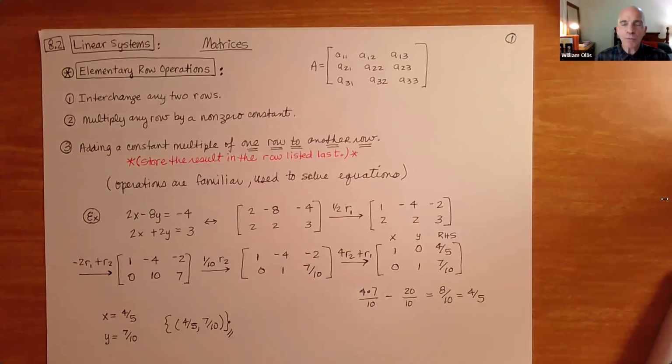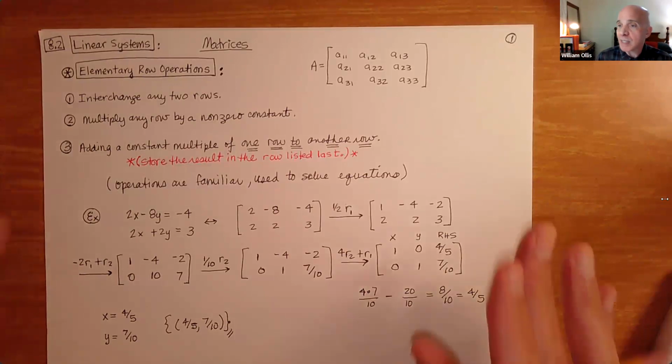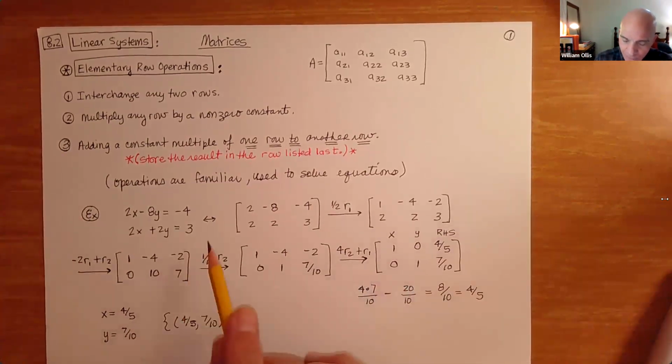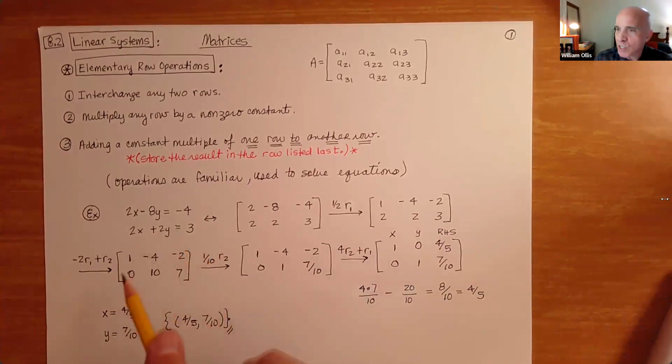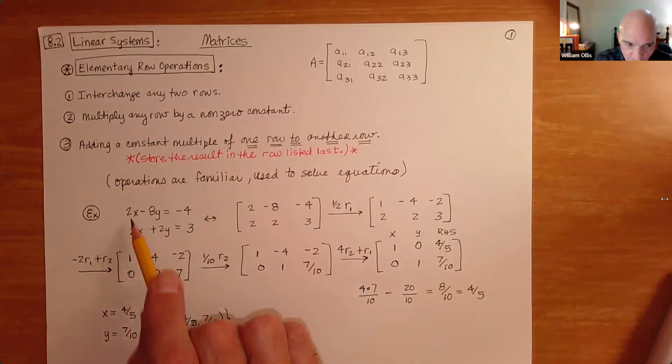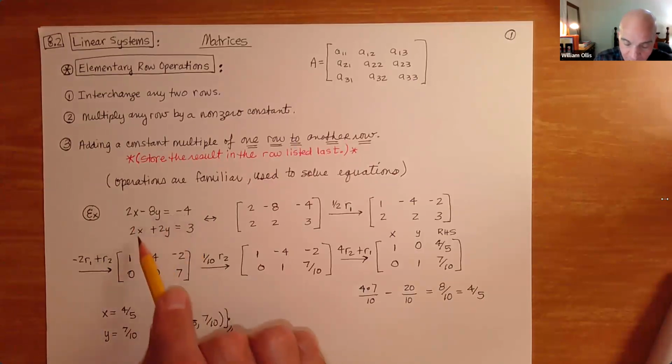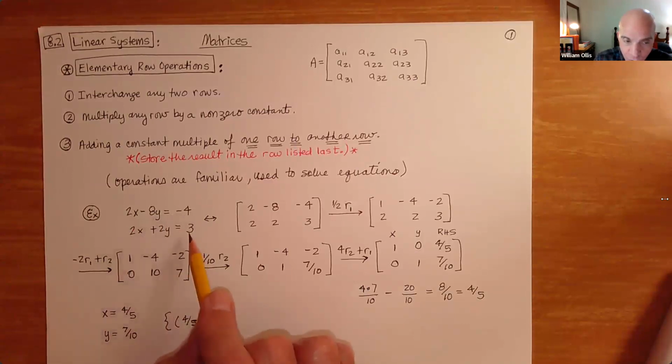It will take a little bit of getting used to, but if you keep going back to what you did before and applying the same technique to the rows of the matrix, then you will see that they are indeed equivalent. So let's look at a very simple system of equations from your lecture notes. That is, we have 2x minus 8y equals -4, and we have 2x plus 2y equals 3.